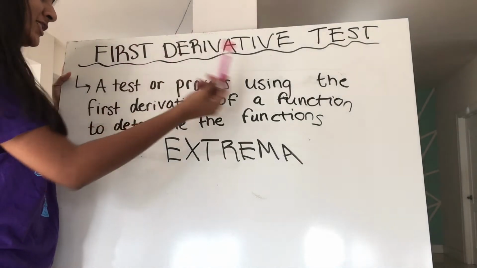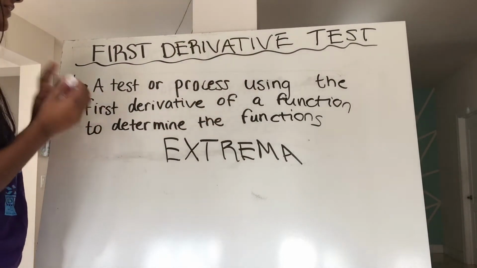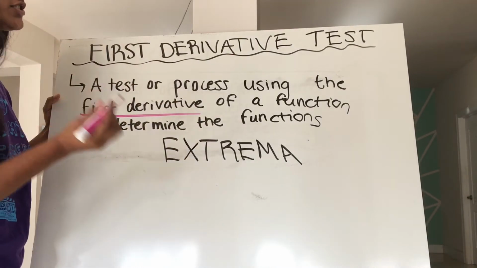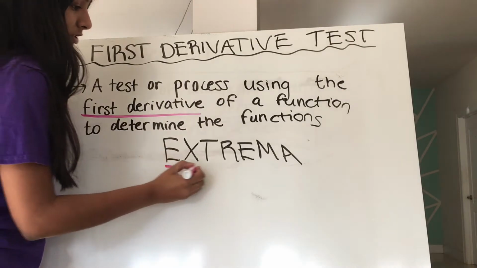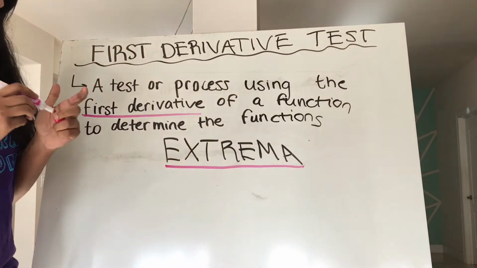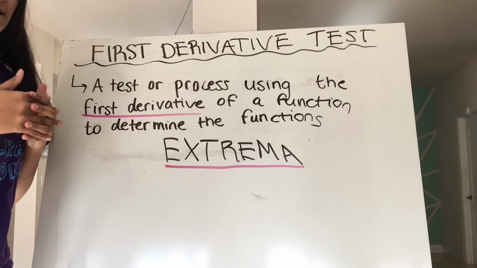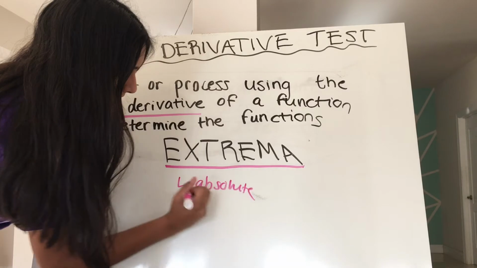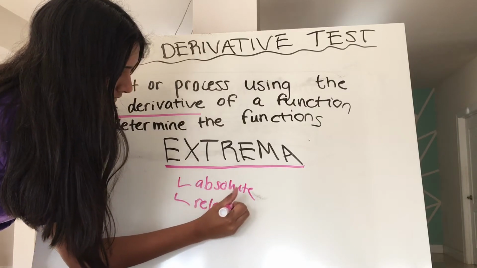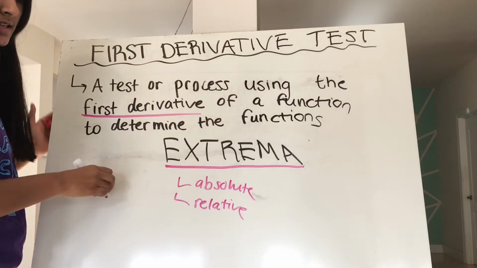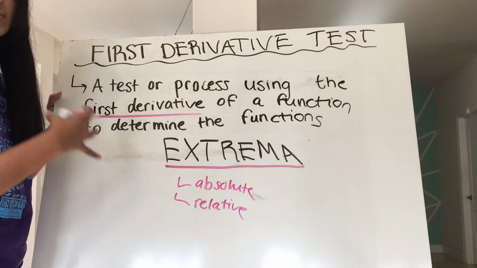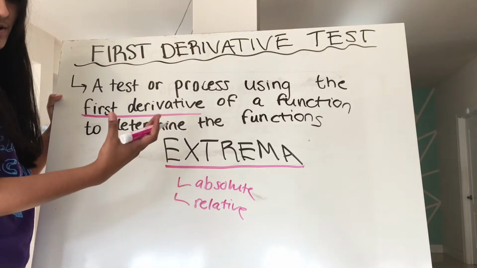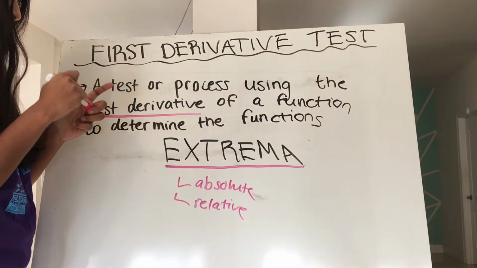Now, what is the first derivative test? The first derivative test is a test or a process using the first derivative of a function to determine the function's extrema. Now, if you don't know what extrema is, there are two types, absolute and relative. Absolute is the highest/lowest minimum or maximum over an interval, and relative is the highest, maximum, or lowest minimum value of the numbers around it.